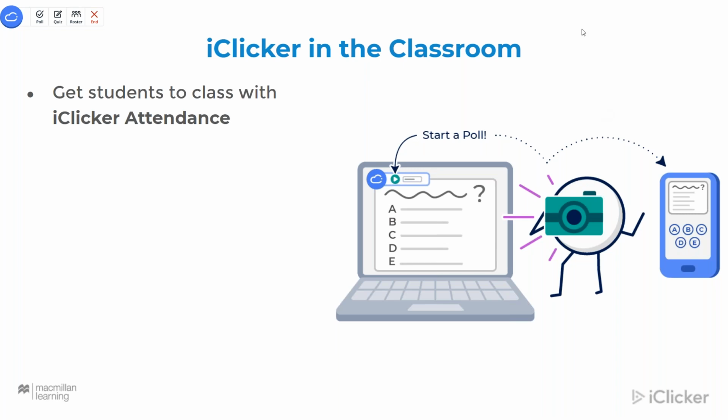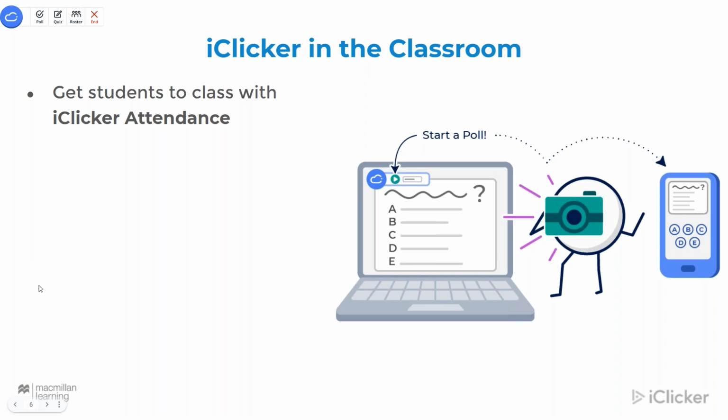The first thing that's really great about iClicker is you can get students to your class, and your class may mean a physical classroom, or it may mean that they show up for your Zoom lecture. But either way, when students come to your class, they check into your class with iClicker. And they just click a little button that says join class. And with that, they've checked in with iClicker attendance. And this is really wonderful.